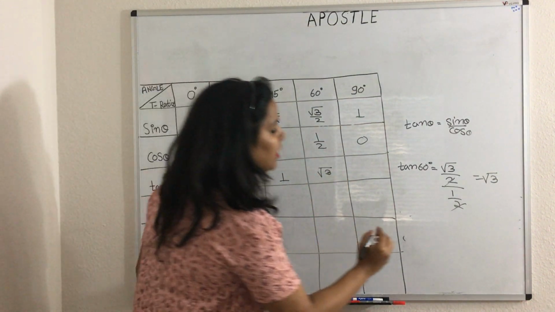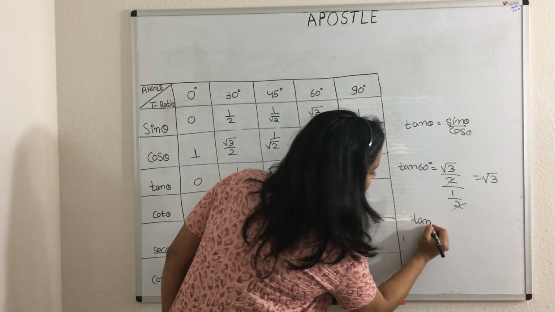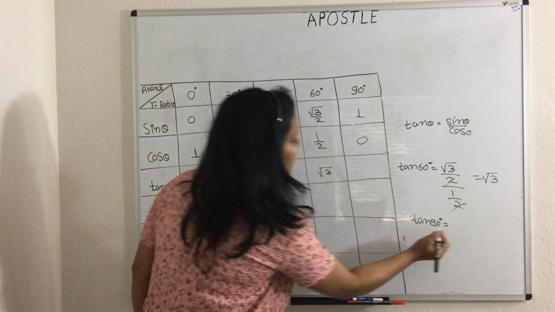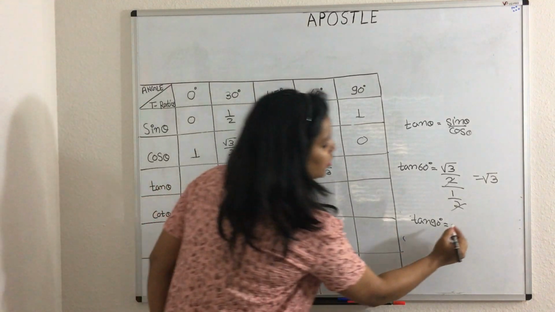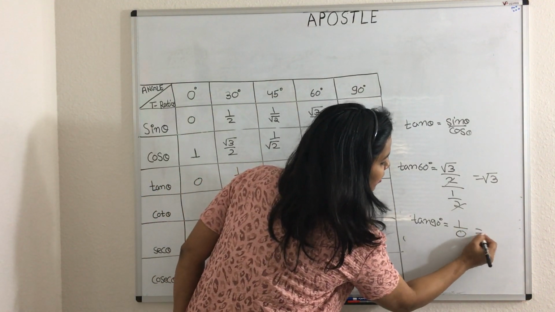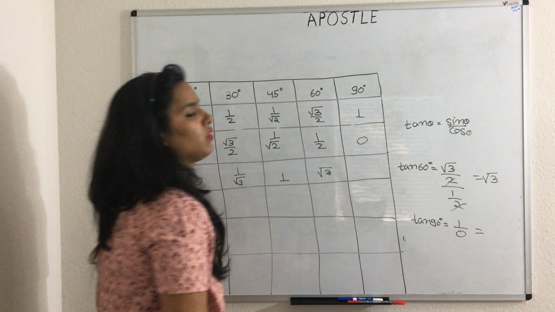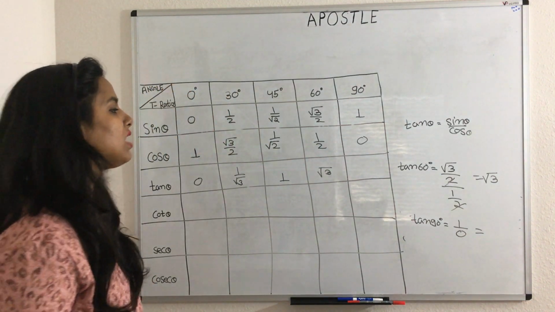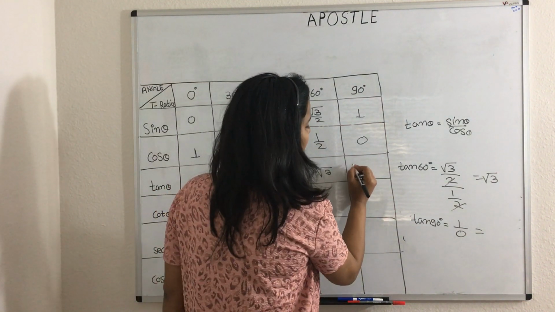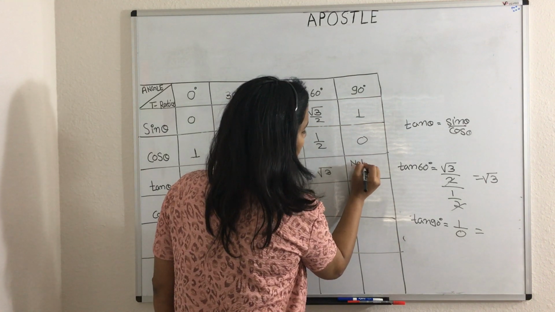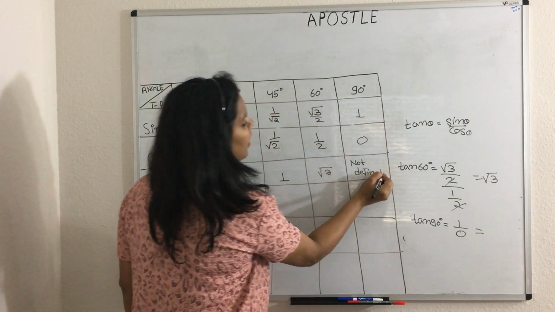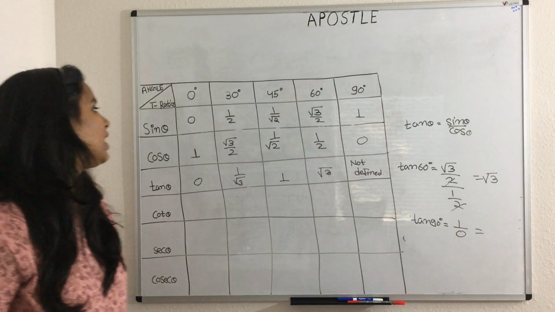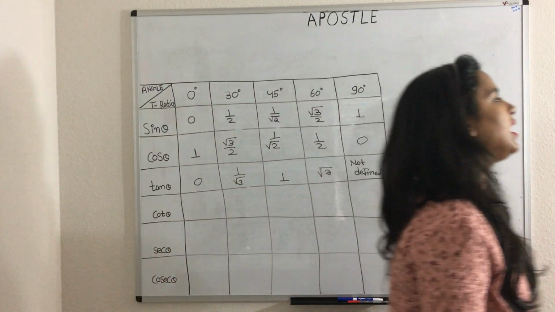Now the value of tan 90. What is the value of tan 90? Sin 90 divided by cos 90, that is 1 divided by 0. So if 1 is divided by 0, then our answer is not defined. So what can we write? Not defined here. Now it is clear. The main values are of sin, cos and tan.